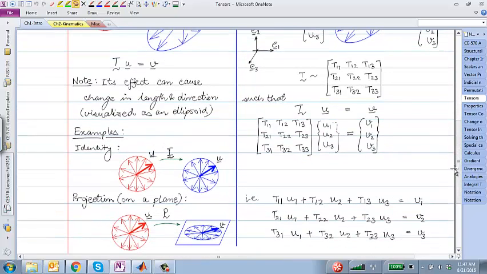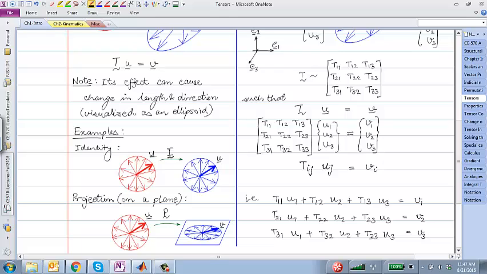In general, this operation can also be written in a compact form. If you were to write this operation in a compact form, on the right hand side, I'm getting some component Vi. It could be V1, V2, V3. On the left hand side, what should I have? How can I write a compact indicial notation for this? T, Tij, Uj, right? Sorry, Uj. Tij Uj.